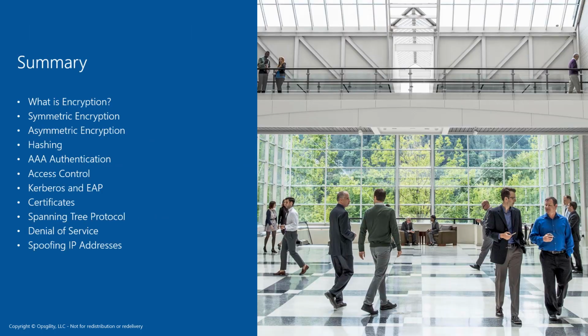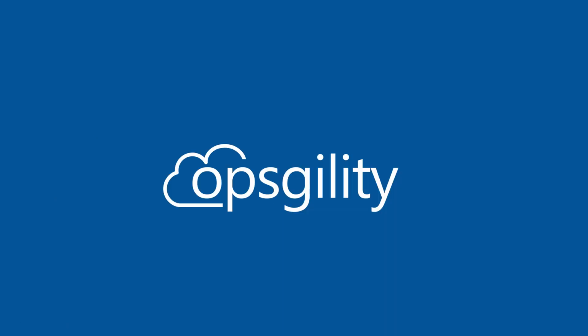We covered a lot of information on protecting your computer, such as encryption, and we moved into access control and certificates. We also talked about spanning tree protocol, as well as denial of service and spoofing IP addresses. When it comes to protecting your computer in a lot of different ways, these are the types of topics that you're going to see on your Network Plus test, so review them thoroughly prior to taking the certification test.